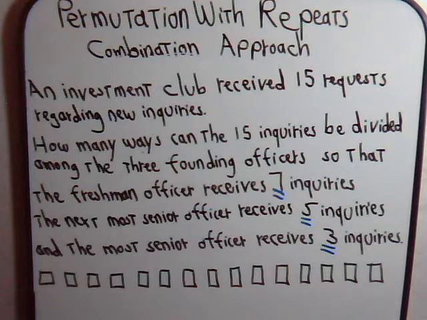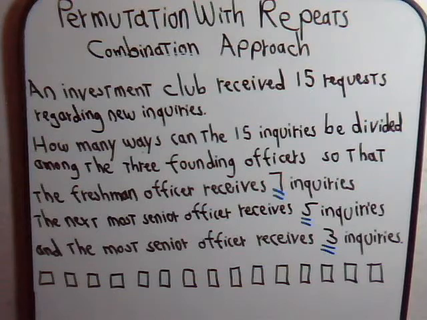And here's the problem. An investment club has received 15 requests regarding new inquiries. We want to know how can these 15 inquiries be divided among the 3 founding officers, so the freshman officer receives 7 of the inquiries, the next most senior officer receives 5 of them, and the most senior officer receives 3 of the inquiries.